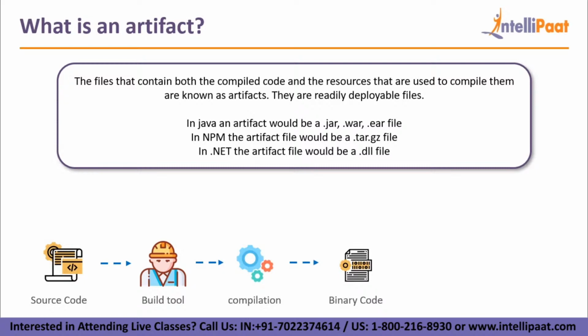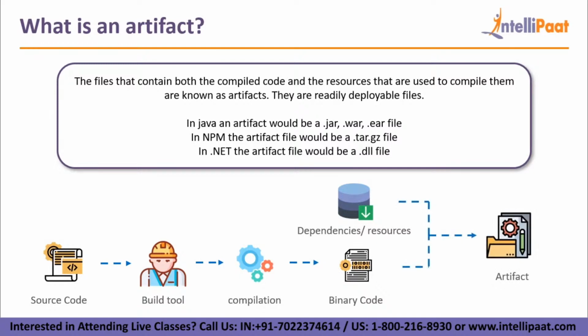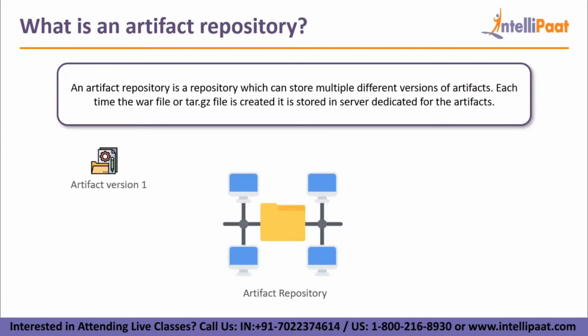When this binary code is taken together with the dependencies and resources that are required to run it and packaged into one file, that one file is known as an artifact. Basically, these are readily deployable files, like an executable. In Java, an artifact would be a .jar file, a .war file or a .ear file. .jar files are basic Java applications, .war files are for web applications, and .ear files are for enterprise applications that can be contained in EJB containers. In NPM, the artifact file would be a .tar.gz file, and in .NET, the artifact file would be a .dll file. Now let's see what an artifact repository is.